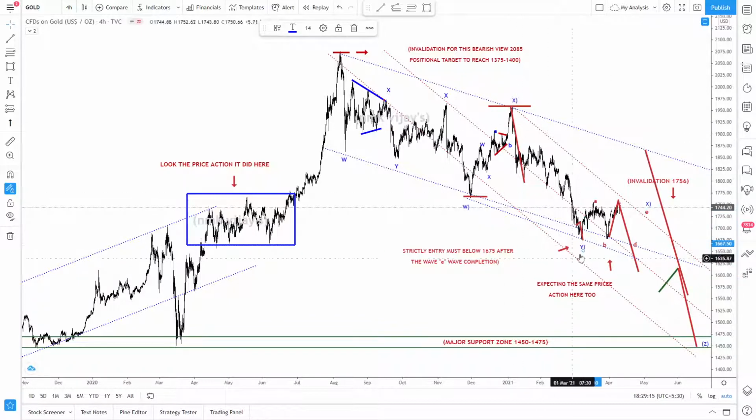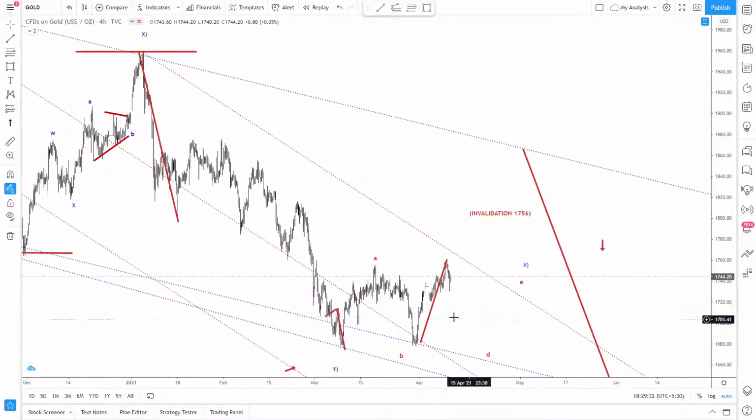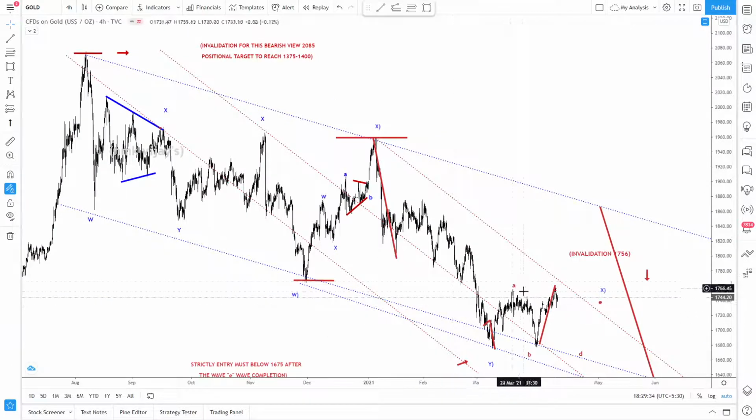So this is not a Y, because if it breaks this low, that will be considered a five-wave structure. Then that will become A, B and C. Otherwise, if it doesn't break and goes to the higher side, we have to mark this as W, X, A, B and C.